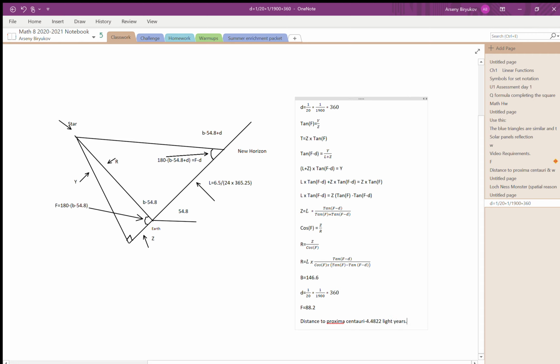We can do the same for Wolf 359. For Wolf 359, b is equal to 154.2. d is equal to 0.55 times 1/20th times 1/1900 times 360.